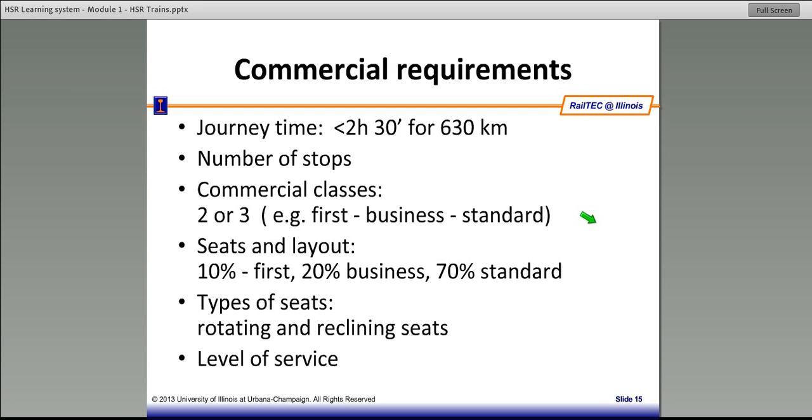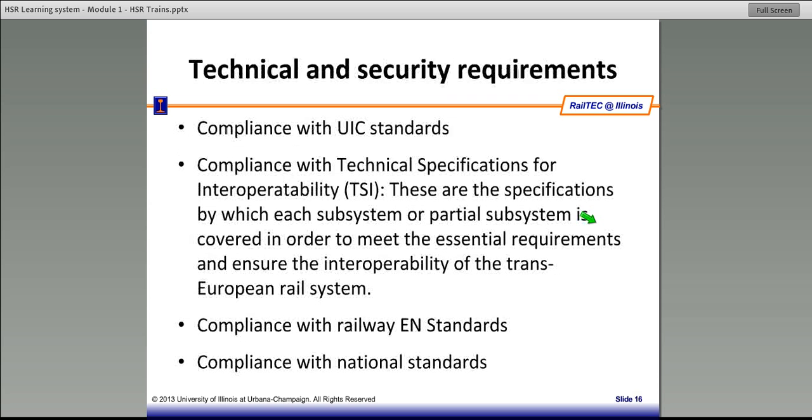You also can consider the level of service. For instance, how would you serve the food or the drink on the train? That is some kind of consideration you can put in at this time. Okay. So that is some commercial consideration.